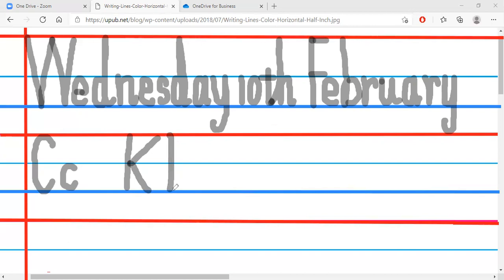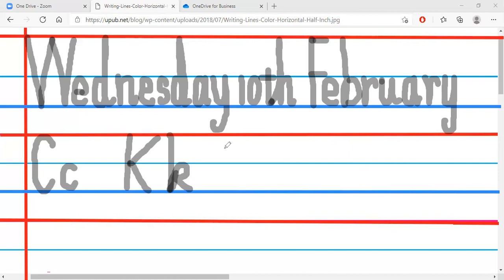Now, we go up. Remember how we make that fancy K? We go up, make the bow. Let's go make that bow and kick it out. Very good. Take your time with that bow and kick it out. So you see we have the capital K, the common K.